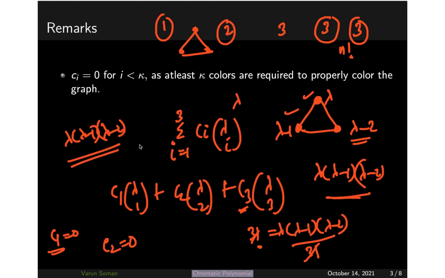Similarly, one more thing: Ci will be equal to 0 for all i less than the chromatic number, because the chromatic number is the minimum number of colors required to properly color the graph. So in this case the chromatic number was 3 because this is a complete graph, so your C1 will be 0, C2 will be 0. So your formula will be further simplified.